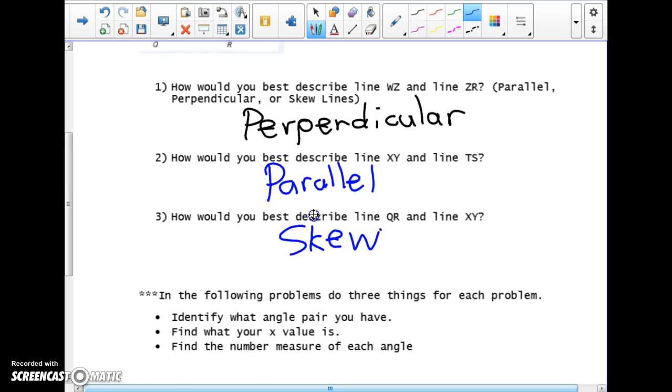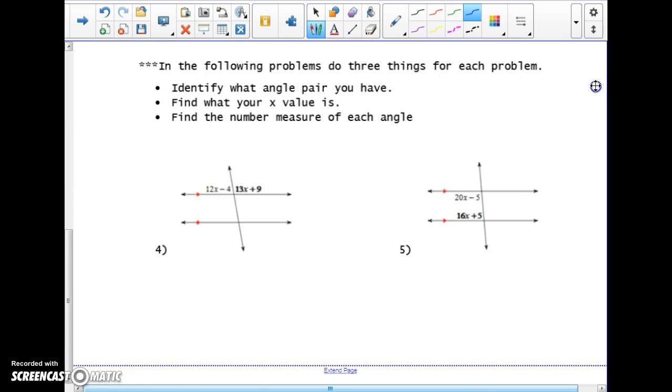Going on down to the next problems. This one, I want you to do 3 things for me. First, identify what angle pair you have, find what your x value is, and then find the number measure of each angle. Looking at this first one, number 4, those are a special kind of adjacent angles that we call a linear pair. Your graphic organizer that we spent time making last week will be very helpful on these problems. Linear pair, something special about them, because these two lines here and here are parallel, is that they are supplementary.